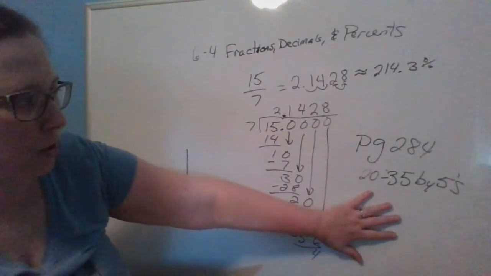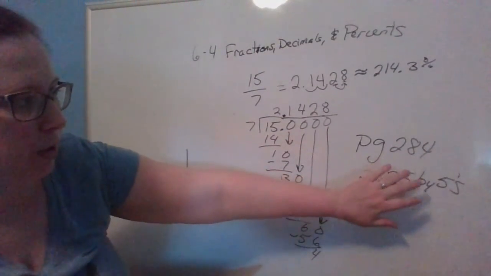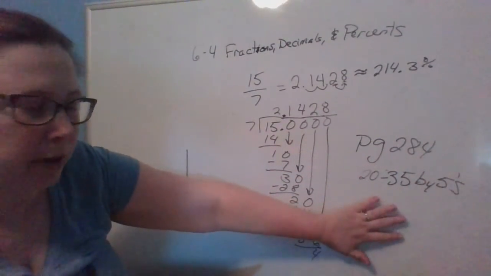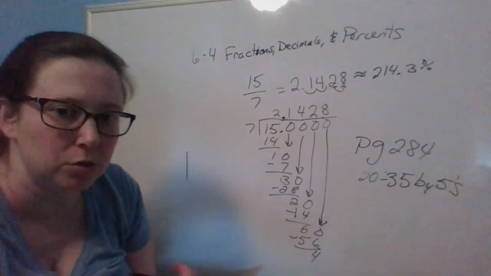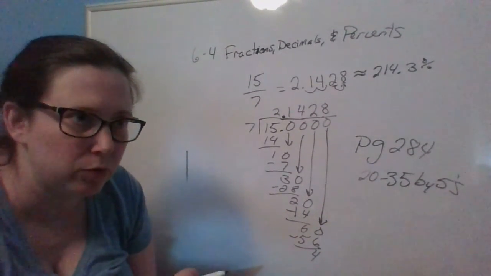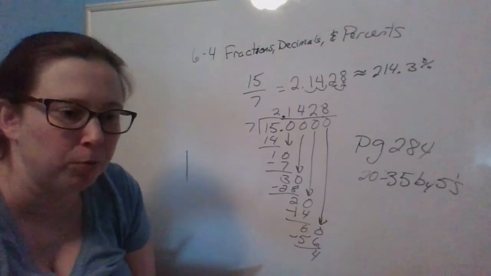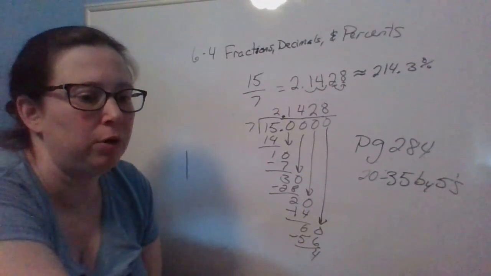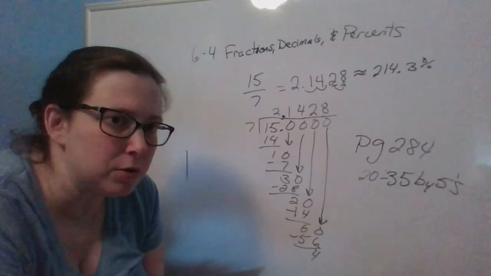I want you guys to try a few of these on page 284. I'd like you to do 20 to 35 by 5. So 20, 25, 30, 35. 4 problems. Come back for the homework review soon. See you guys then.